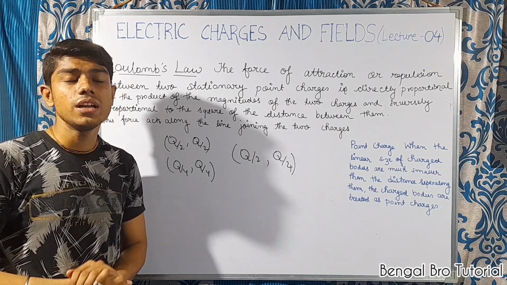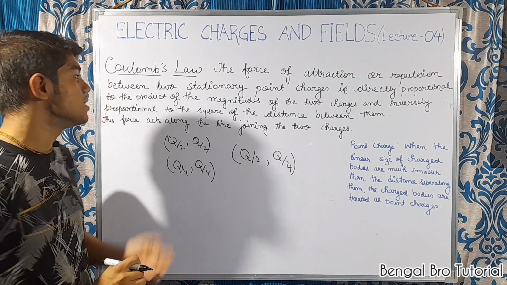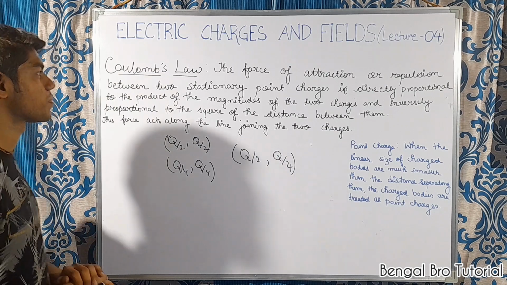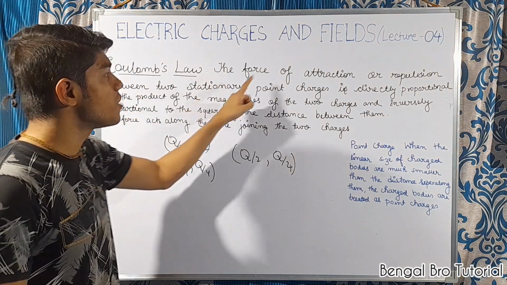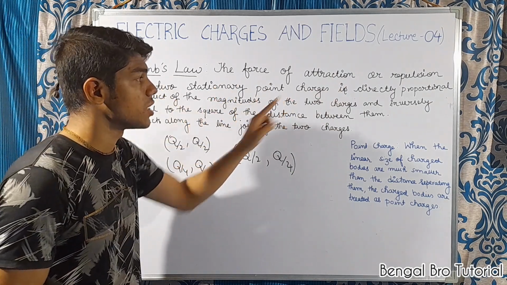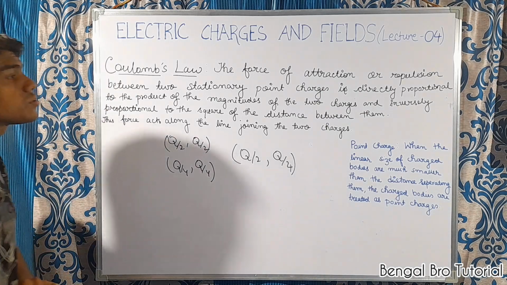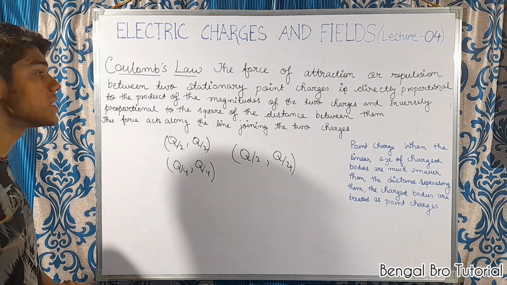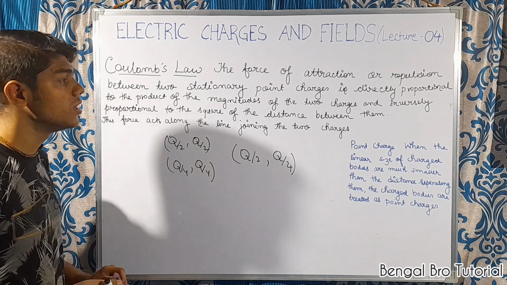Finally, formulating all his observations in the form of a law which we now know as Coulomb's law of electrostatic force. According to this law, the force of attraction or repulsion between two stationary point charges is directly proportional to the product of the magnitudes of the two charges and inversely proportional to the square of the distance between them. This force acts along the line joining the two charges.